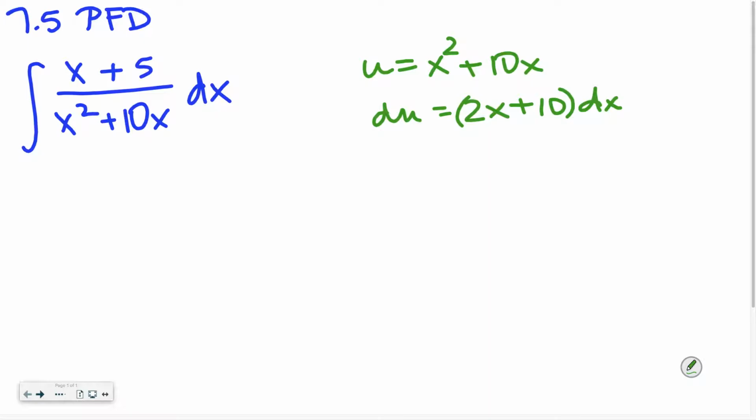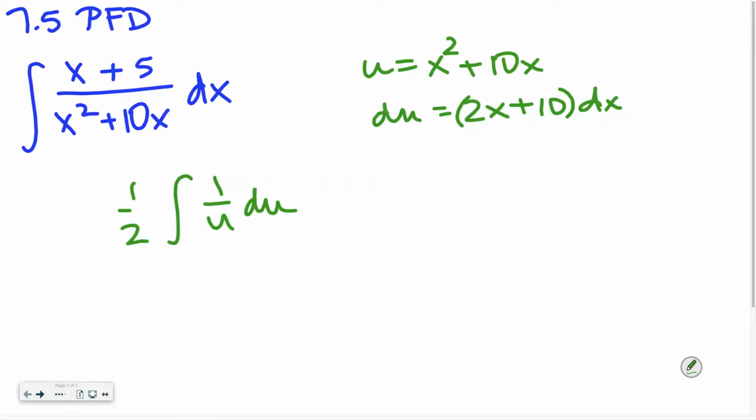And we would have 1/2 integral of 1 over u du. And that's perfect. 1/2 natural log. And we plug back in. Now, what if our numerator was x plus 6? Well, then we're screwed, right?